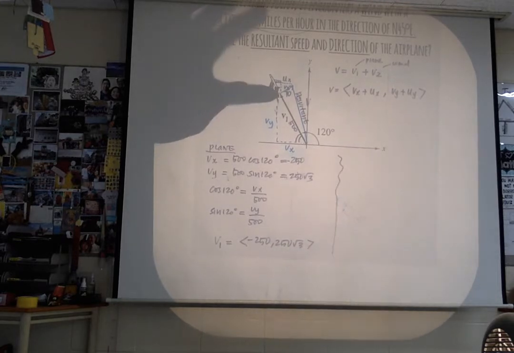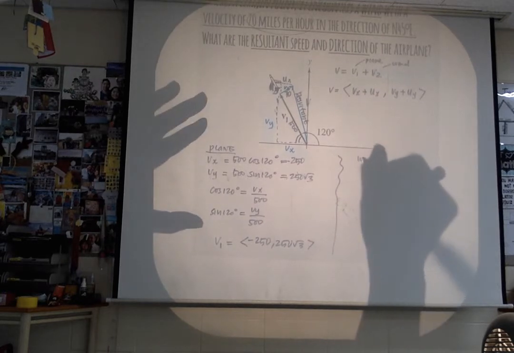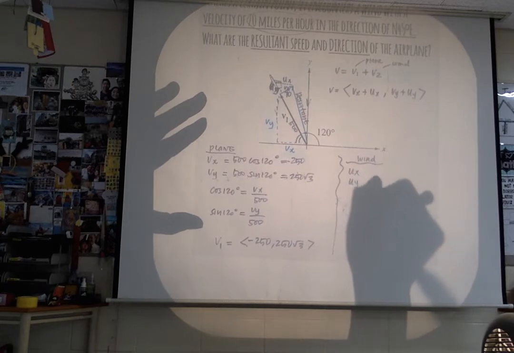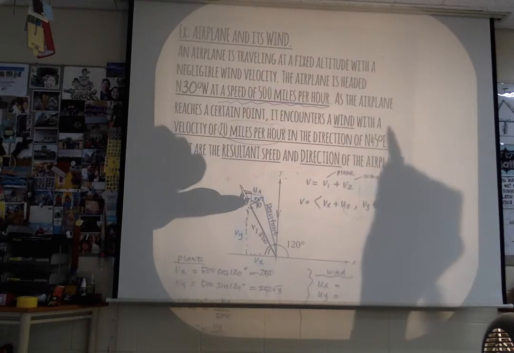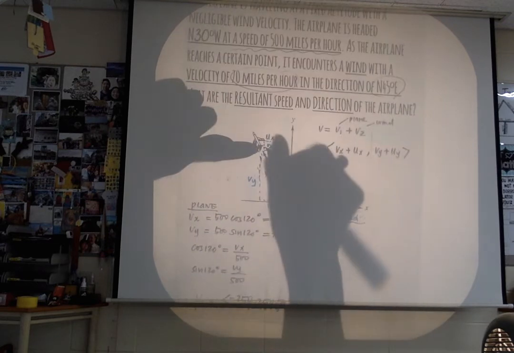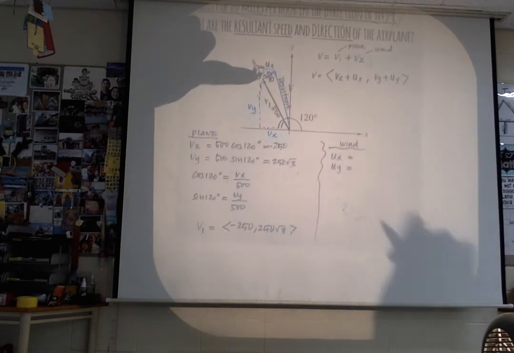Okay, that's what that guy is right there. Now let's do the wind. The wind, you know it's going to be U sub X and U sub Y. We have to find those. Same thing. Isn't this angle given as 45 degrees northeast? That's 45 degrees, right?